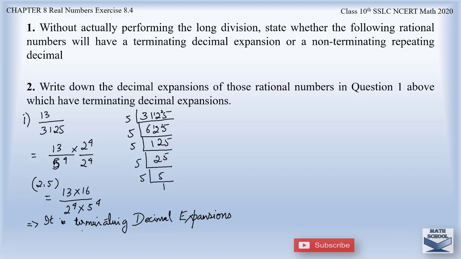Now we will solve question number 2, which says, if the number has a terminating decimal expansion, then write down the decimal expansion of that rational number. Since this is a terminating decimal expansion, we are now going to write the decimal expansion for this.